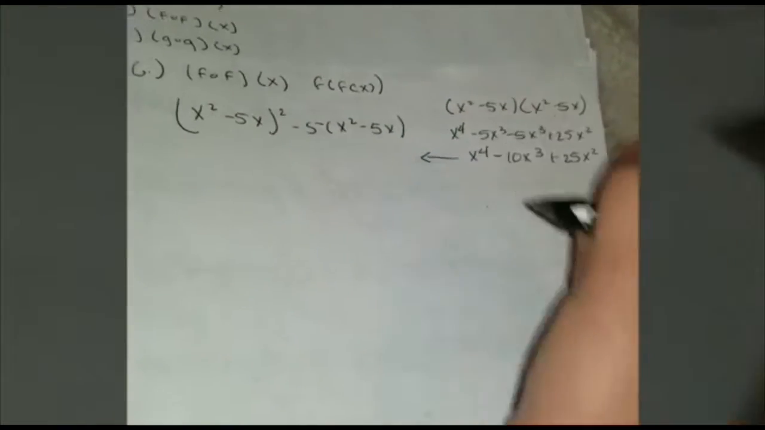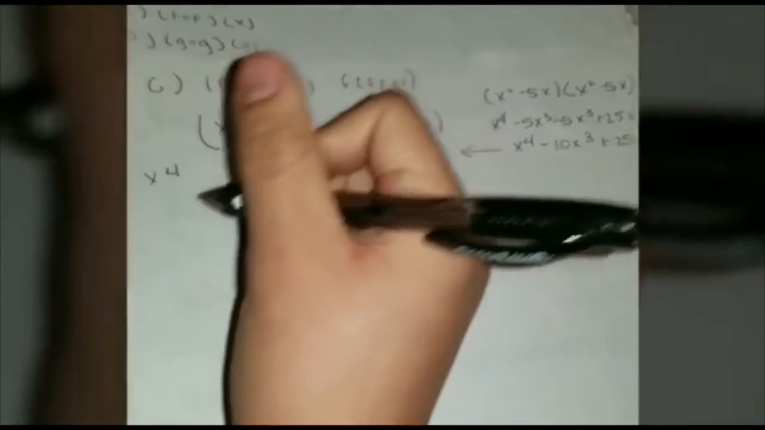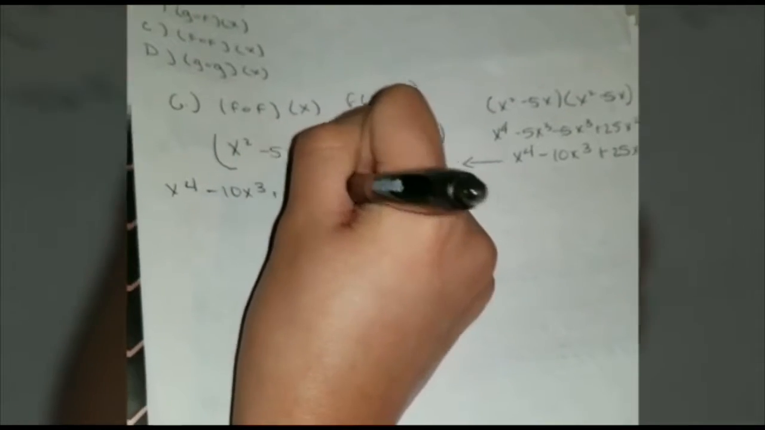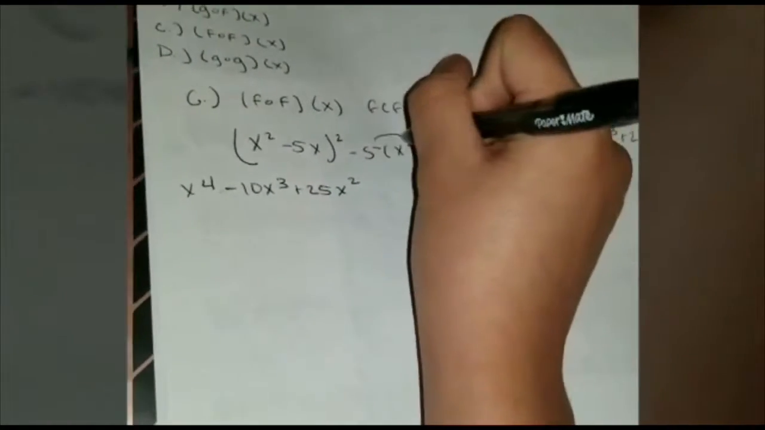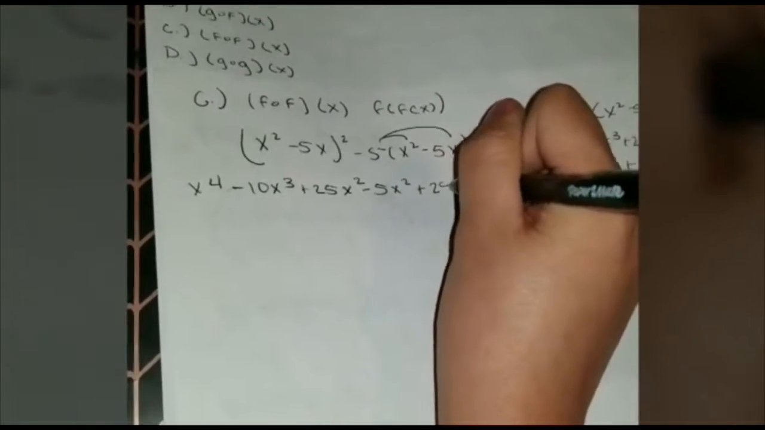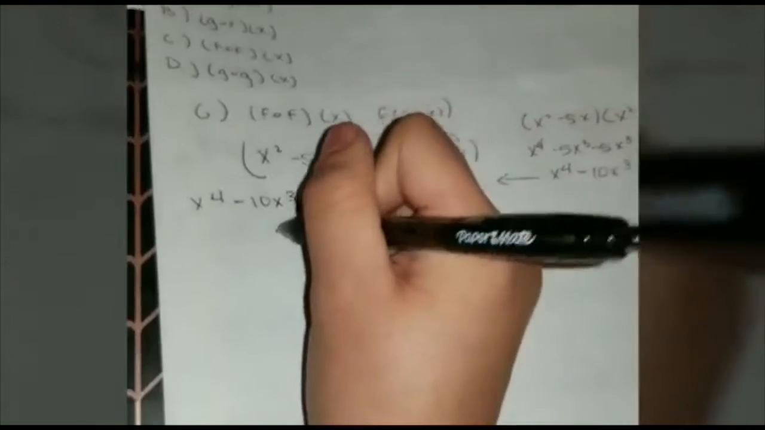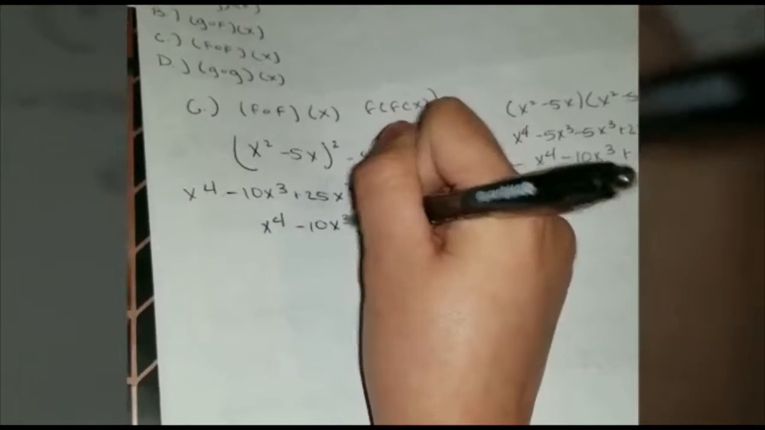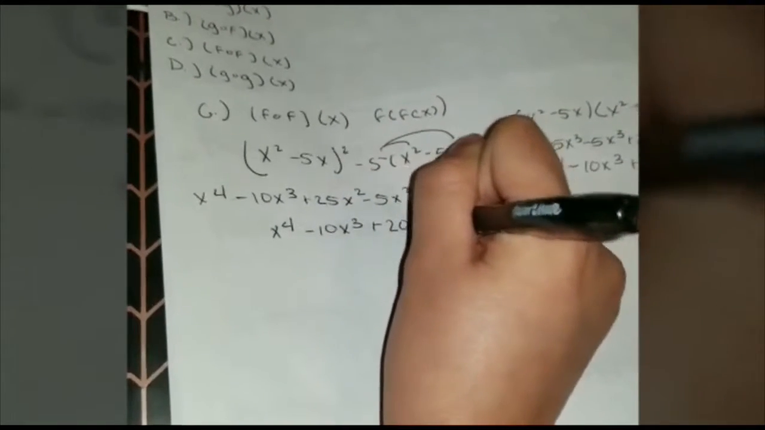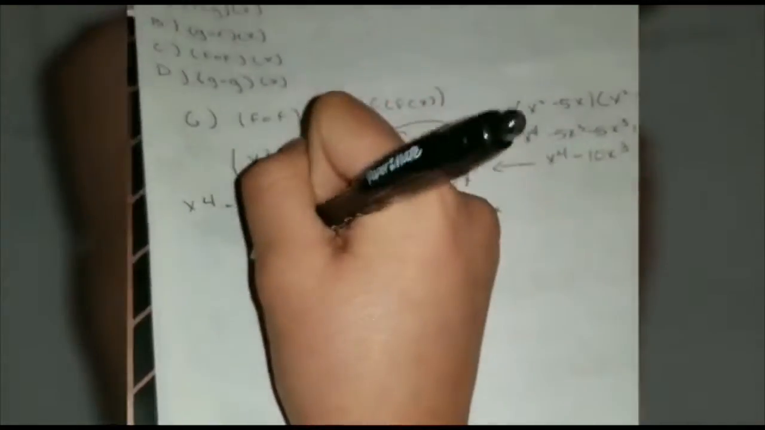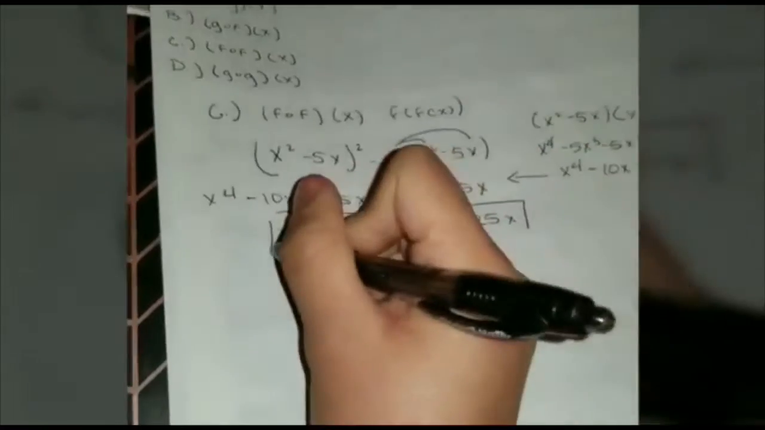And like the previous problem, you take that back to your equation and you plug it in. So it's going to be x to the 4th minus 10x cubed plus 25x squared. And you distribute the negative 5 to what's inside the parentheses. So you're going to end up getting negative 5x squared plus 25x. And then you combine like terms, and you're going to get x to the 4th minus 10x cubed plus 20x squared plus 25x. And that's going to be your answer.